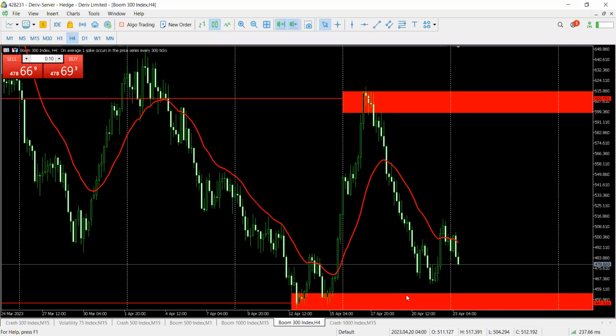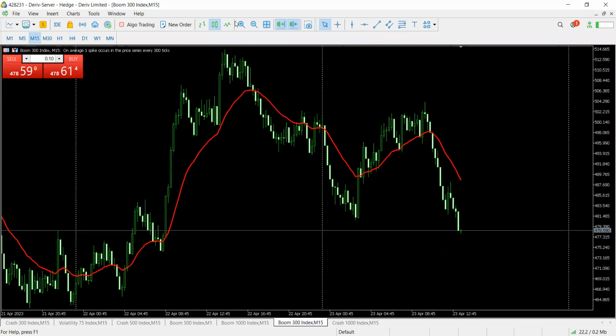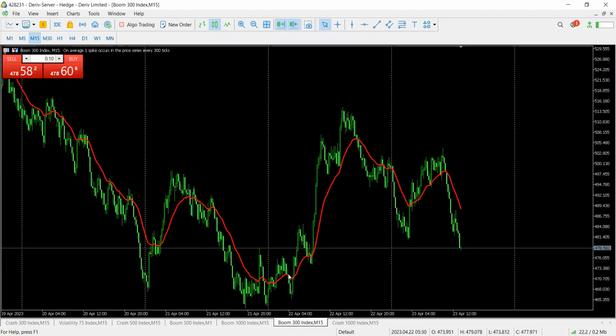H4. So the market made high, low, high, low. So now, because of time, what I'm looking for is just selling opportunities, change of character. I sell this market. So in this case, I'll just go to M15 for change of character, M15 only. So if you check M15, this is how the market has been moving. It has been making high, low, high, low, high, low. Are you able to see this?